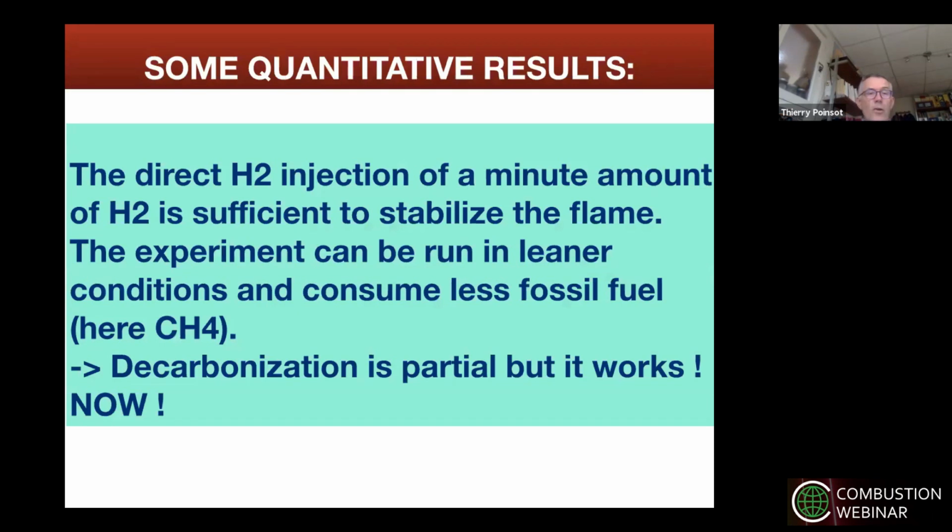Now, if you want to be more quantitative here, we saw that the direct H2 injection of a very small amount of H2 is enough to stabilize the flame. And we can run the experiment in lean condition. We can consume less fossil fuel. Here it was methane. So decarbonization is partial, but it works, and you can make it work. Now it's not that complicated to do. You don't need to build this monster aircraft with H2 tanks everywhere.